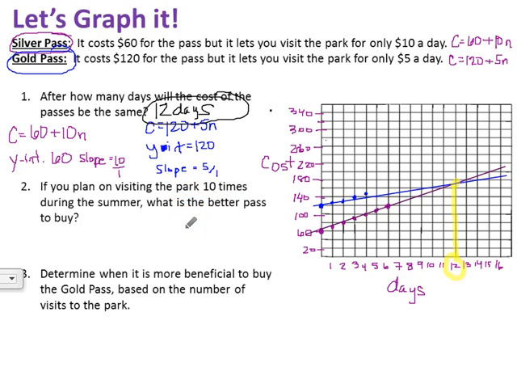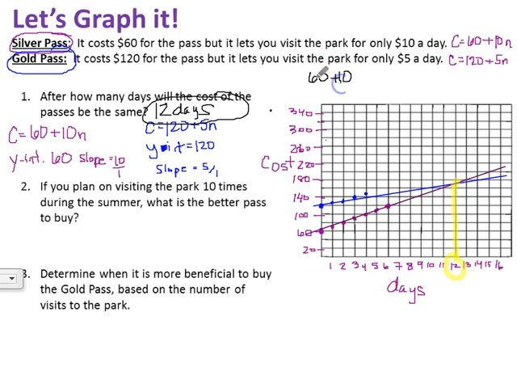Now another way we could solve that same question would be to just use substitution, and we would set our two equations equal to one another to make sure we did our work correctly on the graph. So another way we could do this is just set the two equations equal to one another using substitution.